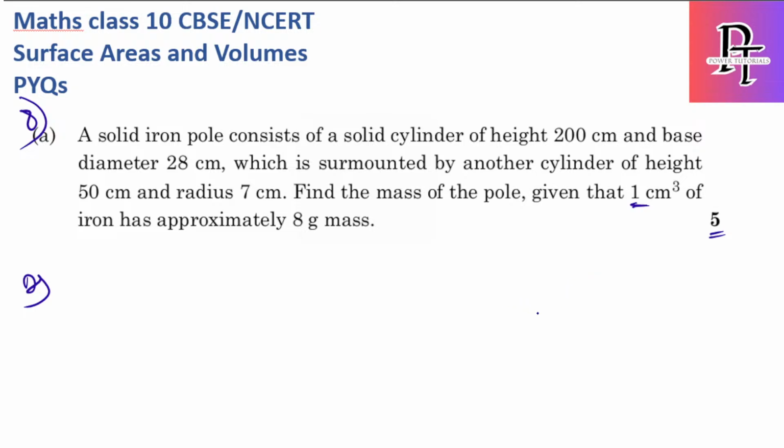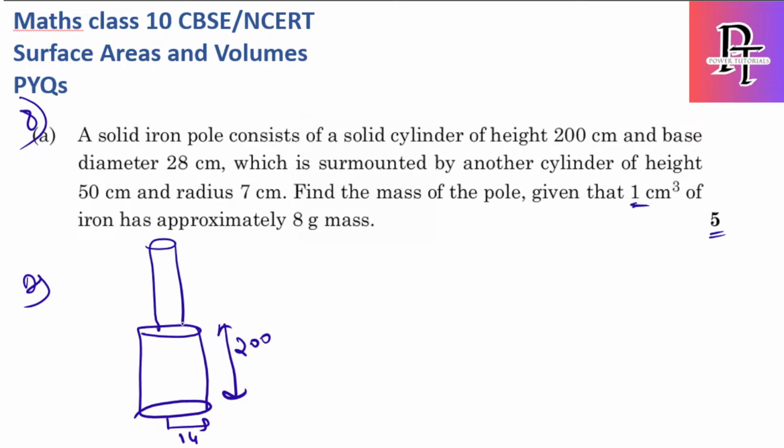So what does the question mean? We have one solid cylinder. So this solid cylinder has a height of 200 and the bottom diameter is 28. So I will simply write the radius is 14, and then it is surmounted, which means above it we have placed another cylinder. This cylinder has a height of 50, and here they clearly mention radius, so no problem, radius is 7. But for the first one it is diameter, not radius, so that's why I took radius as 14. So simply we need to get the volume of these two combined.